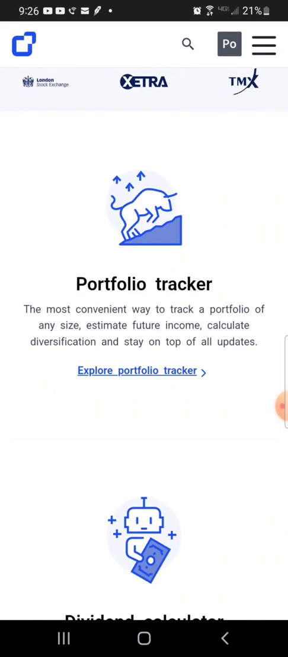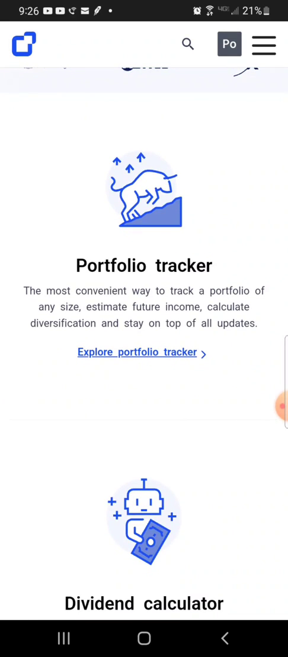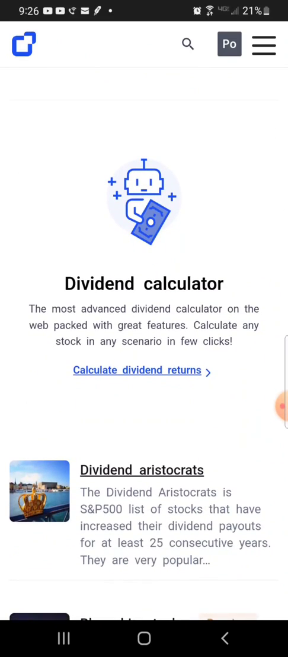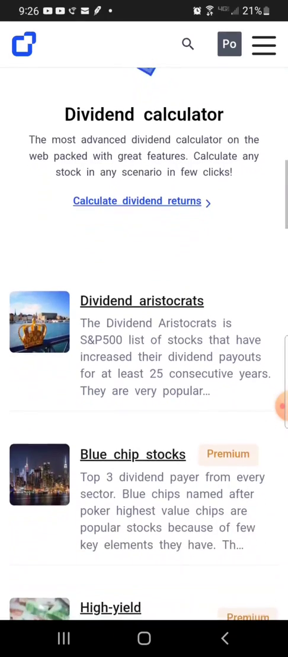And of course, it's a portfolio tracker, the most convenient way to track a portfolio of any size, estimate future income, calculate diversification, and stay on top of all updates. They have a pretty good dividend calculator too. I'll get into that and show you guys.